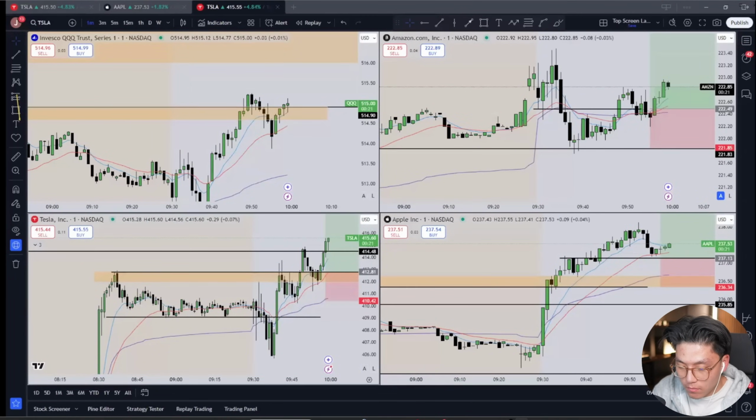Yeah, with QQQ reclaiming here, I would give Tesla, if any day you want to hold on to it a little bit longer, take some profits. But if we can close above 414, this one has a clear shot back up towards previous day high, at least 418 and then potentially previous day high.